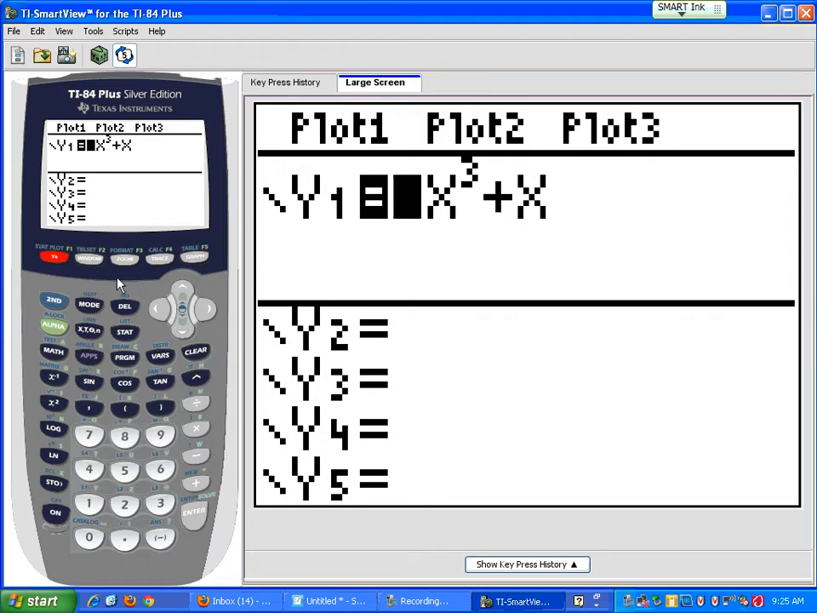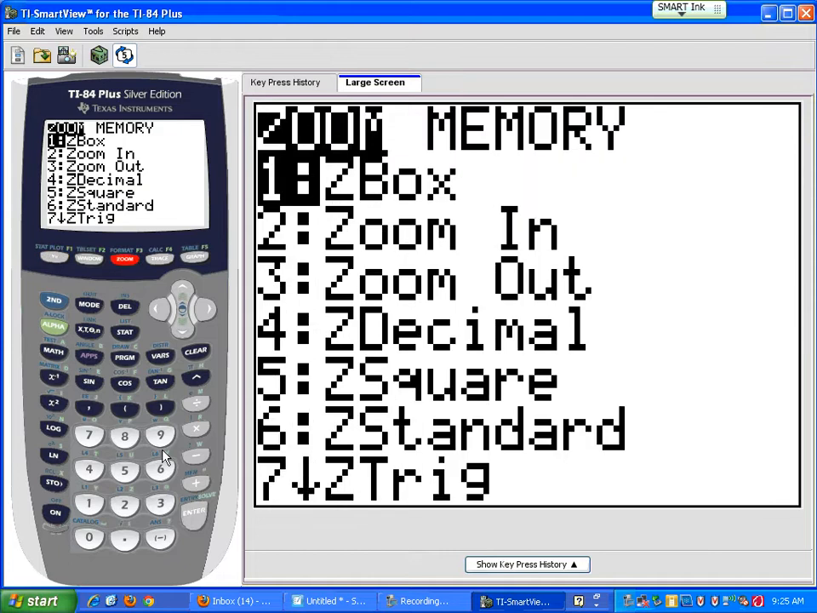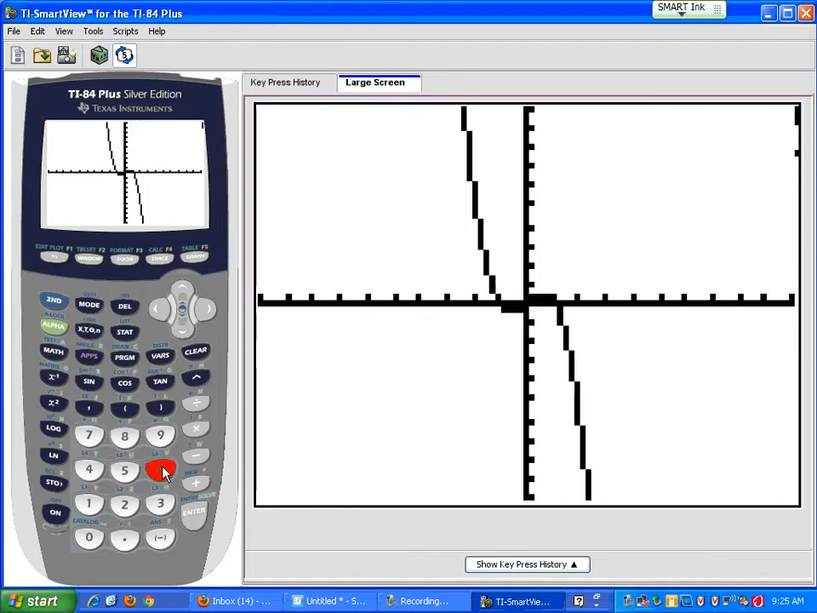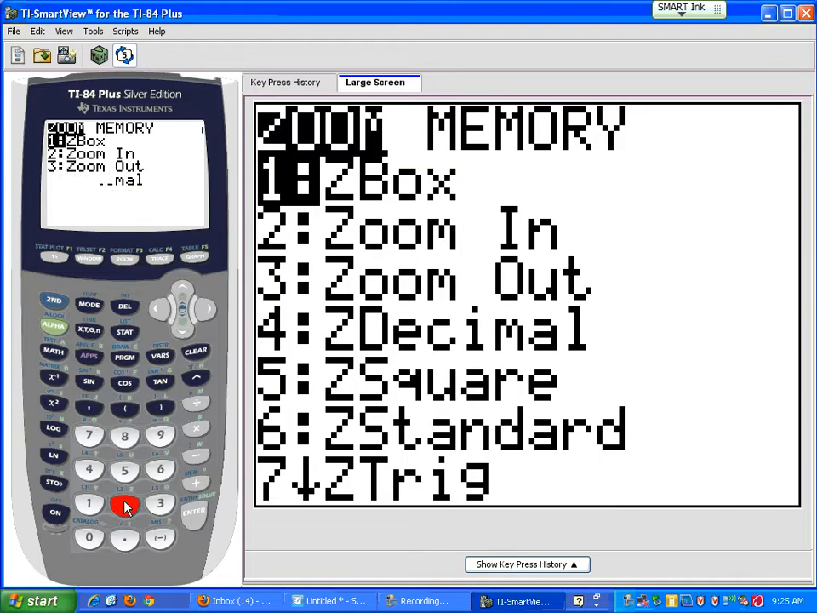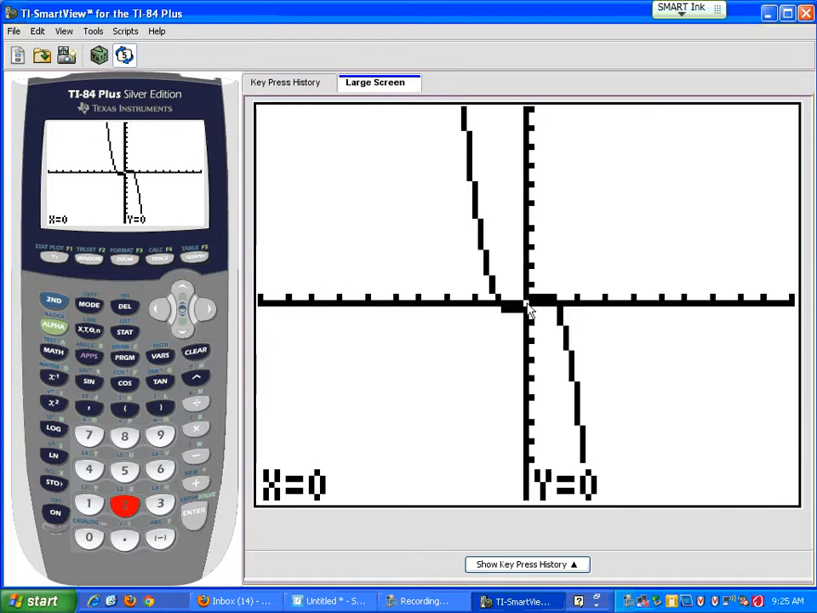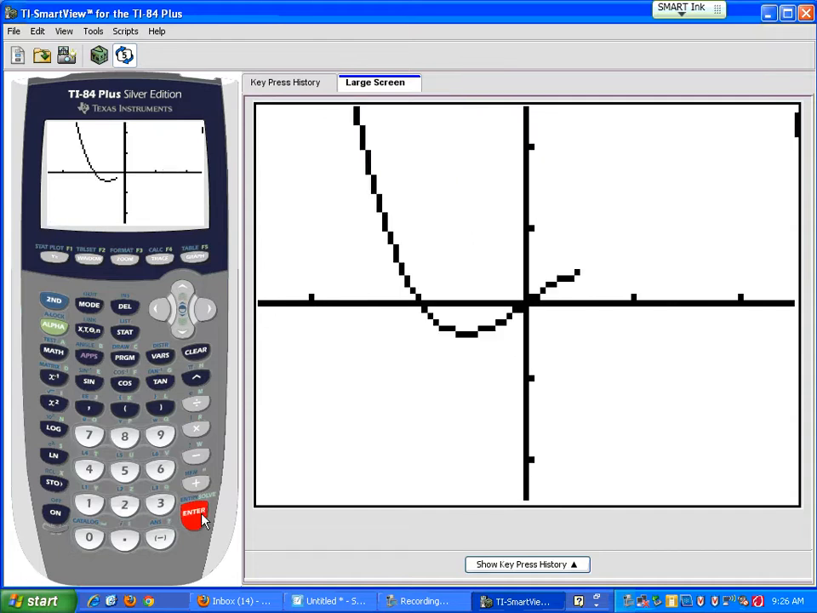So hit zoom 6 because we usually want to look at a standard window first. If I'm looking at this equation, I want to find all the intervals, the x-intercepts, and everything on my graph. It's hard to tell what's going on in this little middle part here. So what could I do to figure out what's going on inside here? Zoom in. If I hit zoom number 2, which is zoom in, and hit enter right there with my cursor there so that it's zooming in on that middle part, that gives me a better idea of what is going on inside my graph.